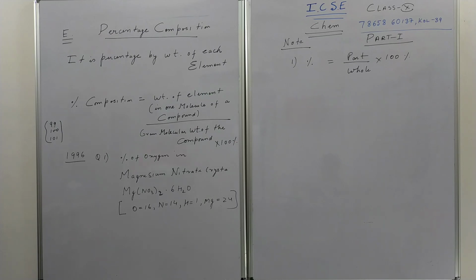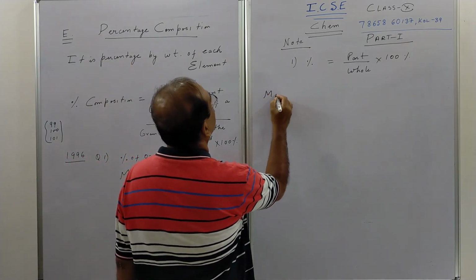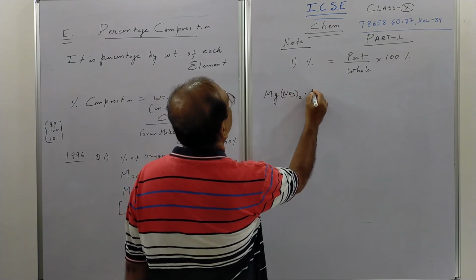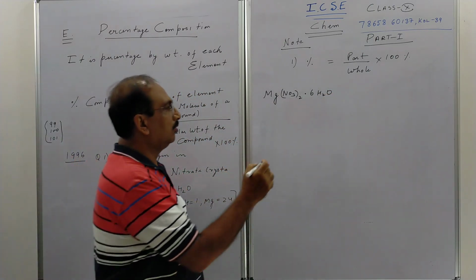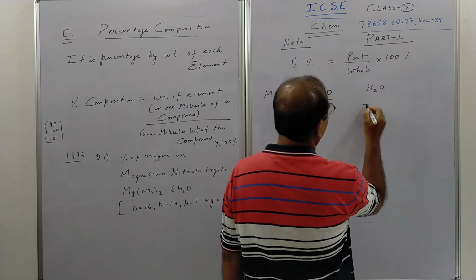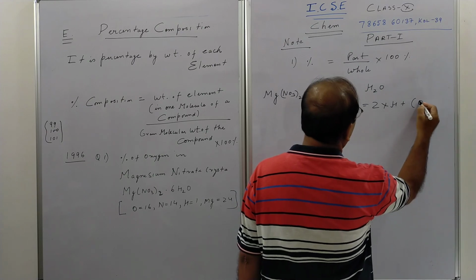Now we find the molecular weight of magnesium nitrate crystal. So if you see, children, magnesium nitrate hexahydrate, Mg(NO3)2·6H2O. Before I go into detail of molecular weight, one small thing I'd like to focus on is the molecular weight of water. Water is made up of 2 hydrogen atoms and 1 oxygen atom.